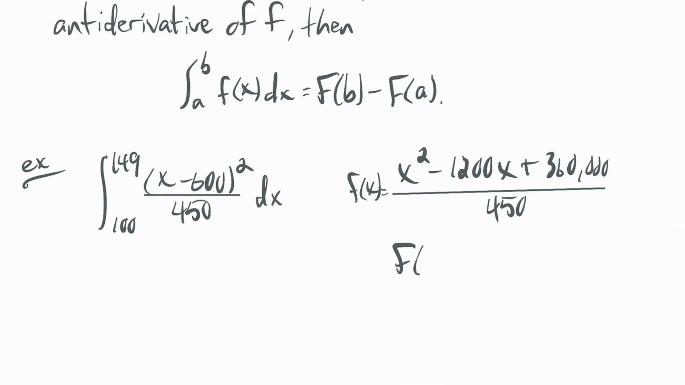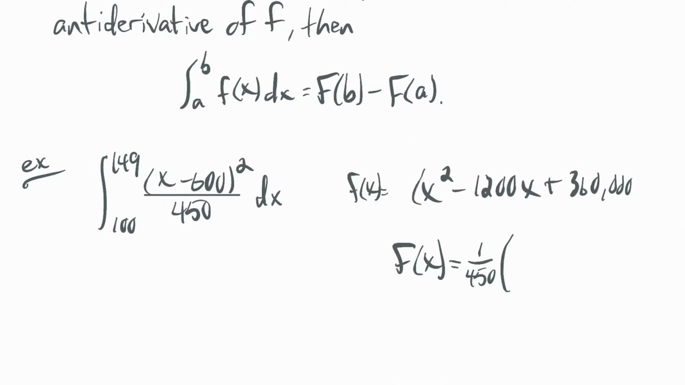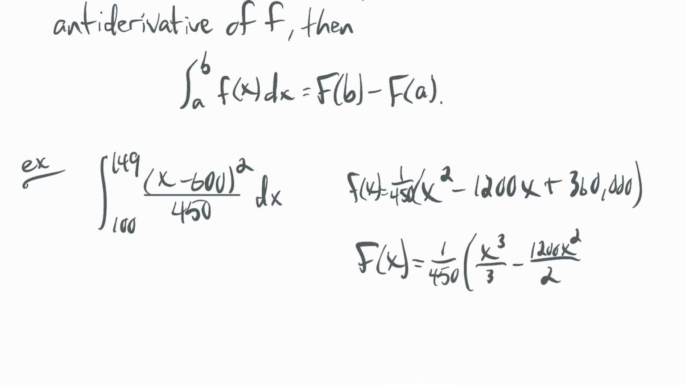So big F of x, the antiderivative, well, we'll put the 1 over 450 out in front, just because that'll be more convenient. And in fact, let's do this in the line above as well, just so it looks more consistent. Okay, there you go. So this will be x cubed over 3 minus 1200 x squared over 2. Run out of room here. Plus 360,000x.